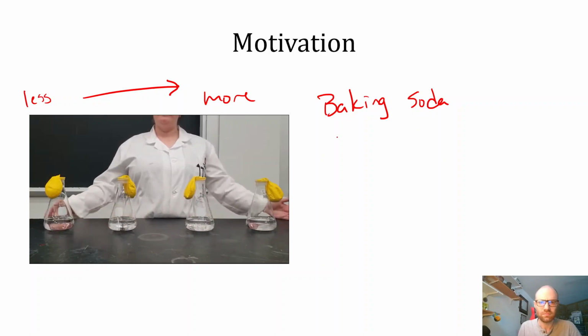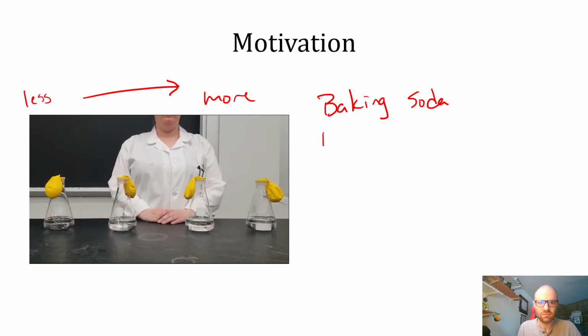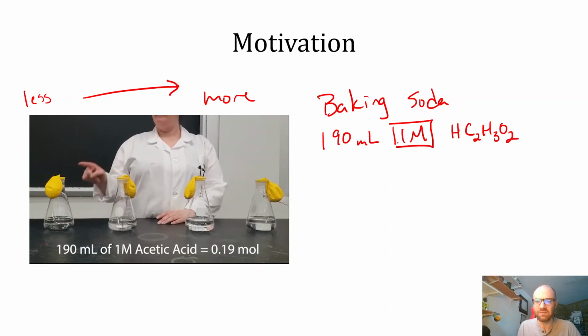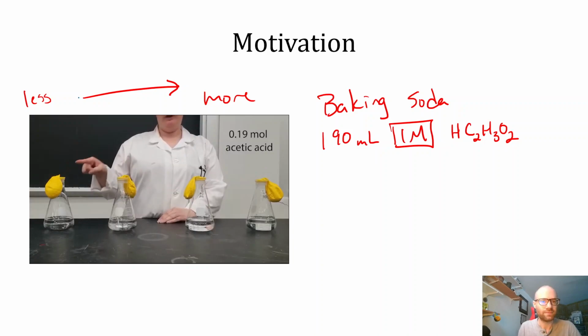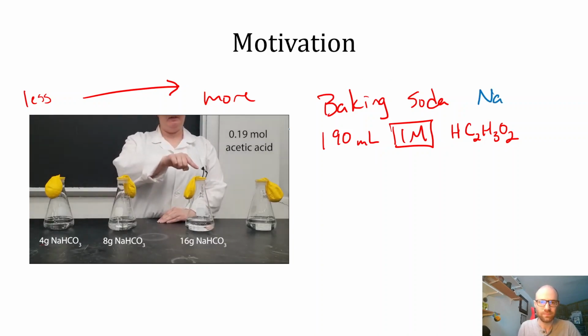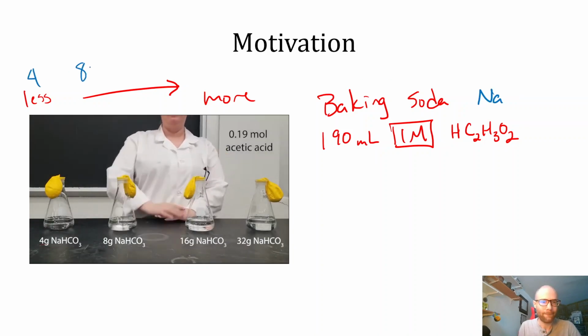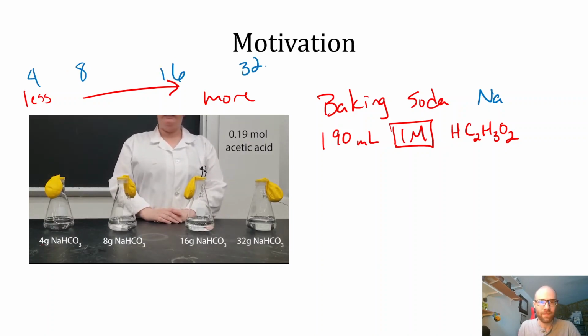Let's take a look at limiting reactants. Each of these flasks has 190 milliliters of 1 molar acetic acid. How many moles of acetic acid is that? Let's not worry about that. We don't know what this is yet. These balloons have differing amounts of sodium bicarbonate: 4 grams, 8 grams, 16 grams, and 32 grams. How many moles of sodium bicarbonate are in each of these balloons? I'm not doing that calculation right now.